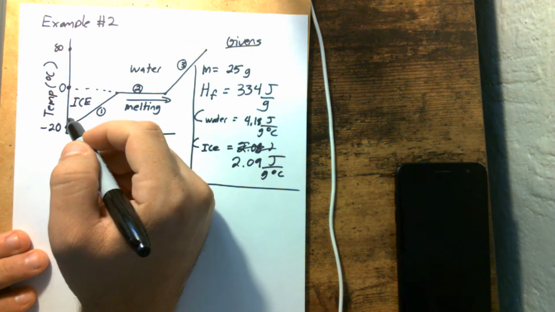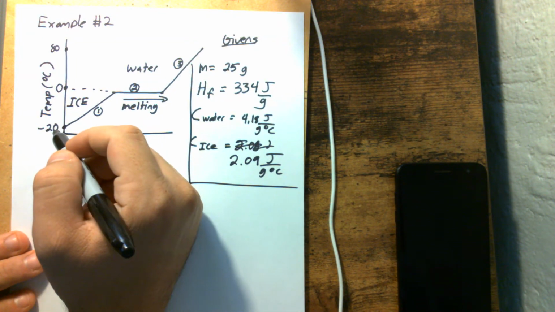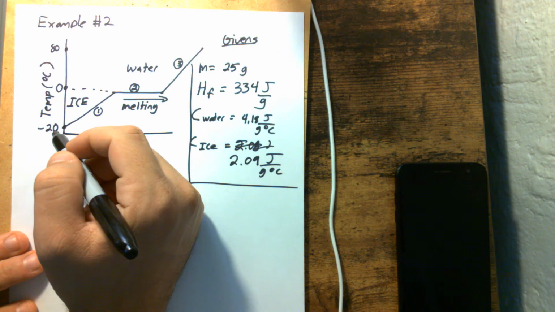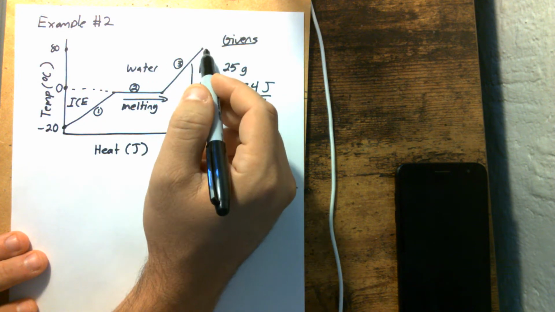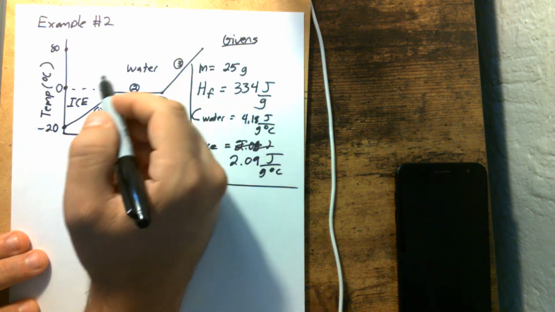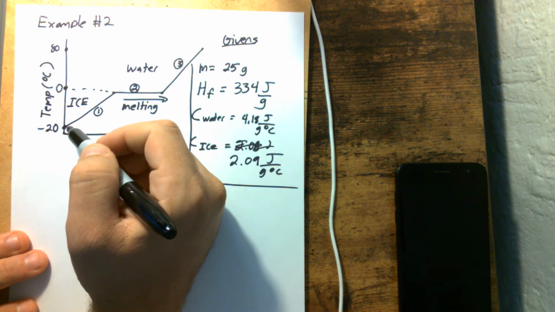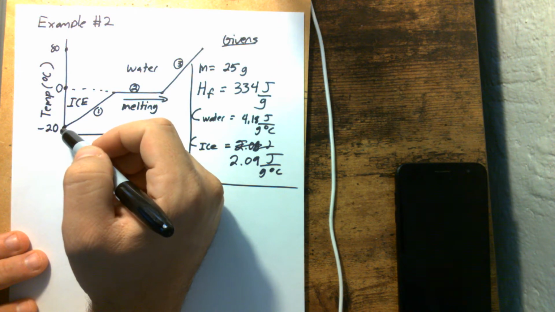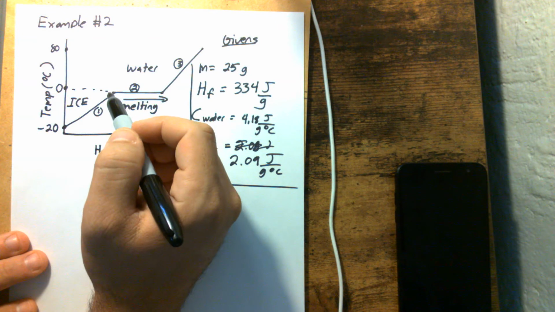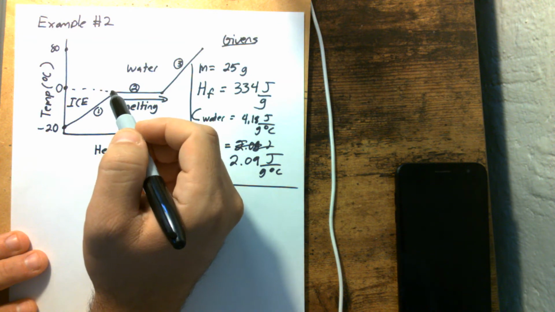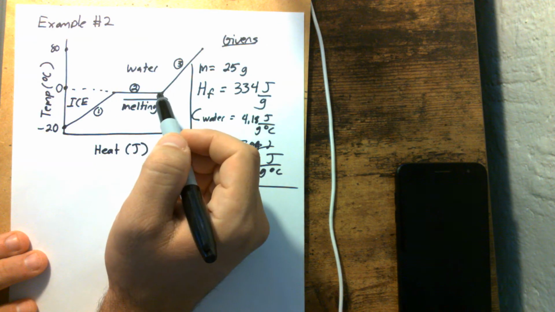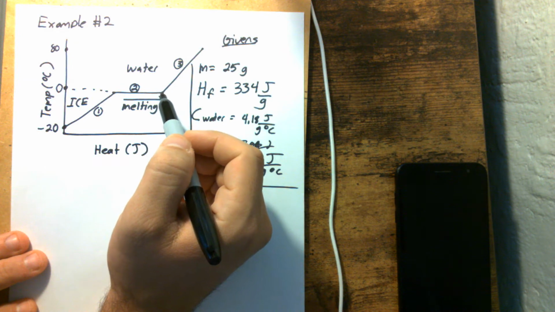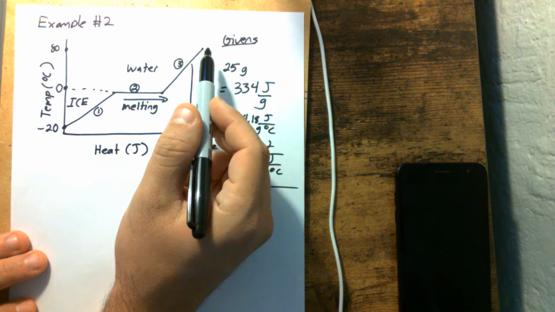So for example number 2, we start with ice at negative 20 degrees Celsius and need to turn it to water at 80 degrees Celsius. In order to do that, there's 3 steps. We have to take ice and raise it up to the freezing point, 0 degrees. We have to change that ice to water by melting it. And then we take that water at 0 degrees and raise it up to 80 degrees.